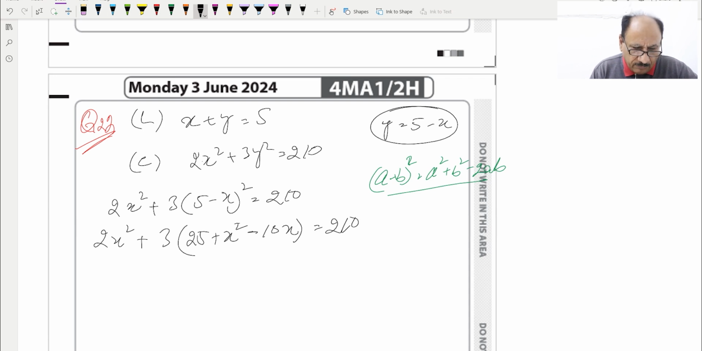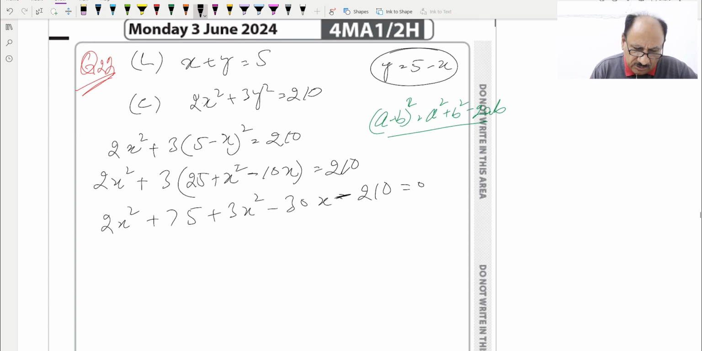Now we can open the bracket. So this will be 2x square, plus this will be 75, 25 into 3, plus this will be 3x square, and minus 30x is equal to 210, or we can shift this 210 to this side, so it will be equal to 0. Now adding the like terms will give us 2x square and 3x square will be 5x square. So we can write 5x square, and the x term will be minus 30x, and 75 minus 210 will be minus 135 is equal to 0.